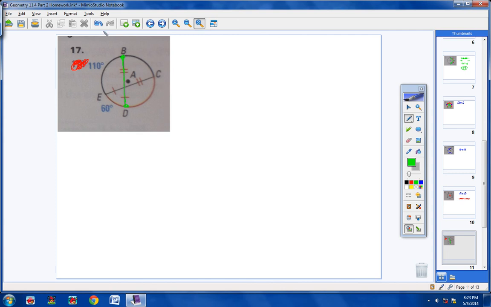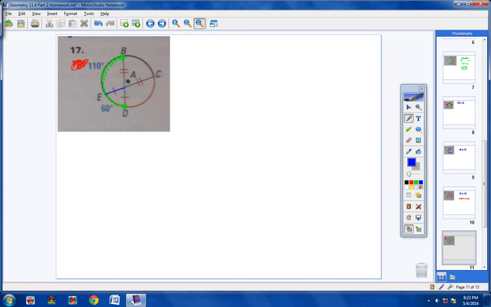So let's go ahead and highlight the arc. The arc for that chord would go from here all the way to here. I did it in green for you, okay? Now, because I'm just so creative, let's go ahead and switch colors.